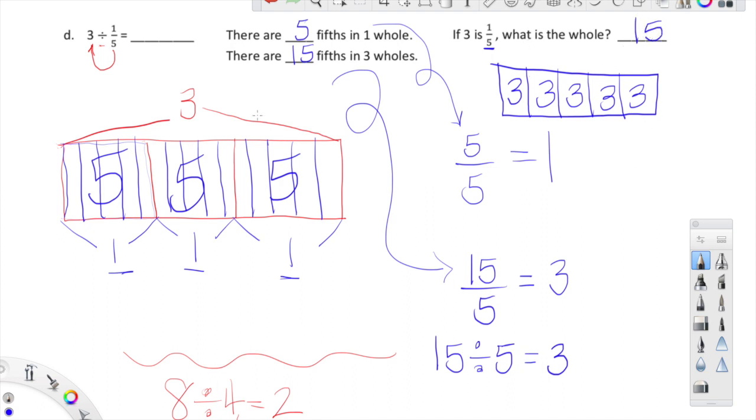Cool. So all of this is pretty basic math, but all of this is so important as we deepen our understanding of dividing by fractions. Okay, let's take a look at one more.